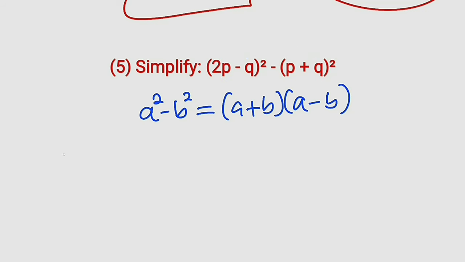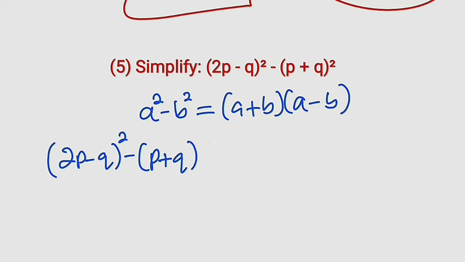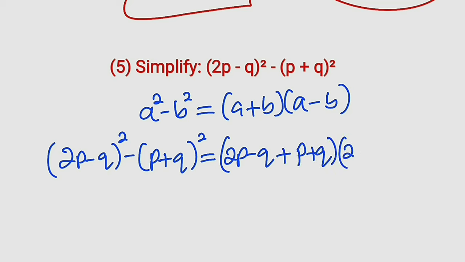So let's substitute. Therefore, 2p minus q whole squared, minus p plus q whole squared, can be written as 2p minus q, then plus the other bracket, which is p plus q, then multiplied by 2p minus q, then this time around minus. But as you subtract p plus q, the minus will affect the two terms, p and q. All of them will become minus, right?